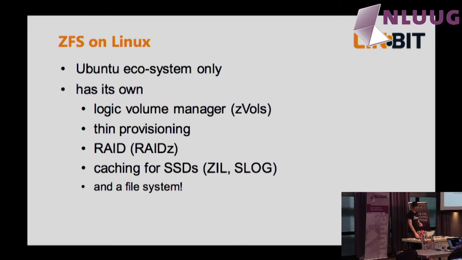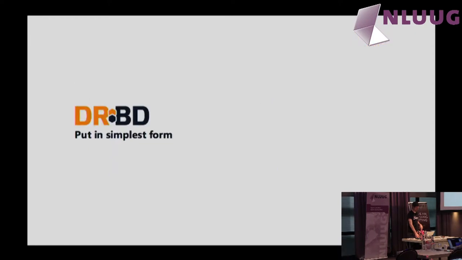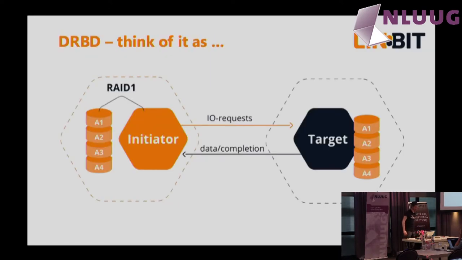And that is also supported by Linux, by the way. I'll talk a bit more about that in a few minutes. And you finally arrive at DRBD. If you think of DRBD as a RAID 1, then you're close to what it actually does. You can think of it as a RAID 1 over network. It's very similar to that.